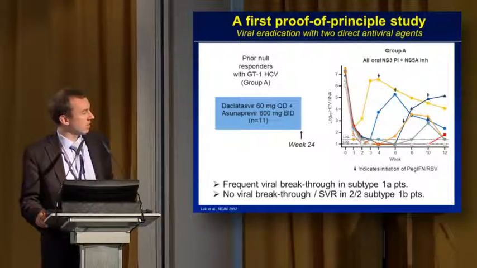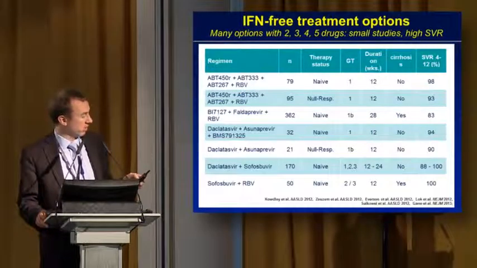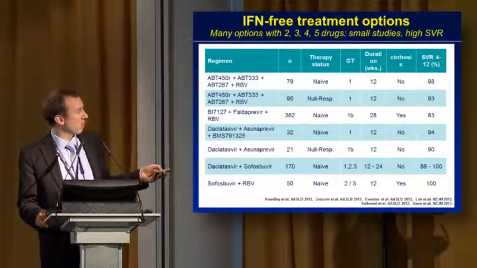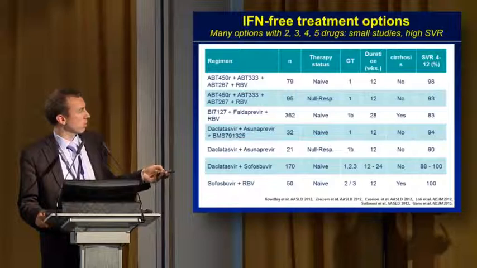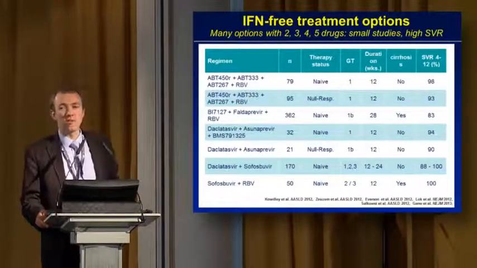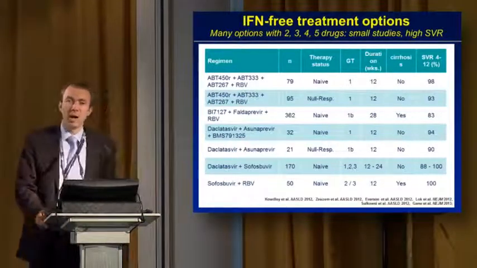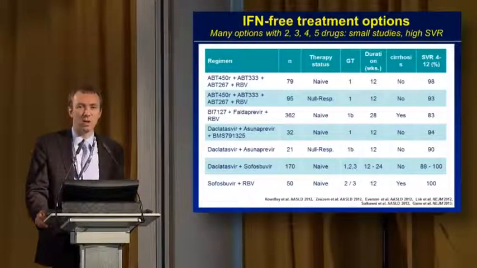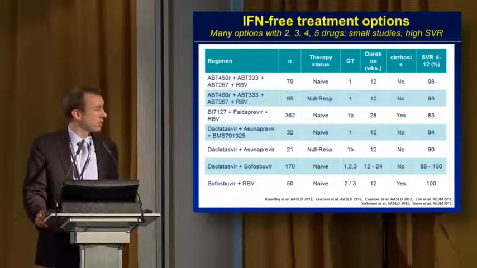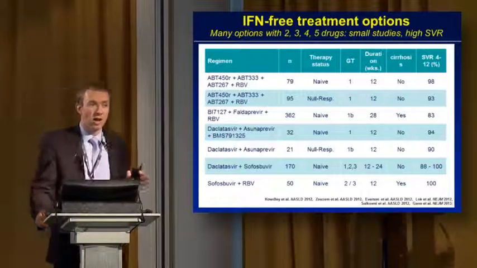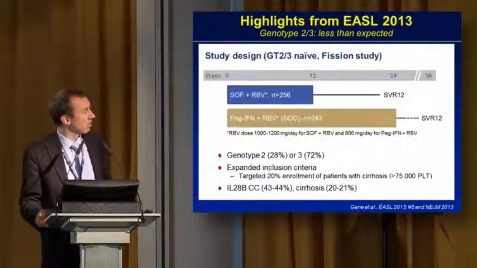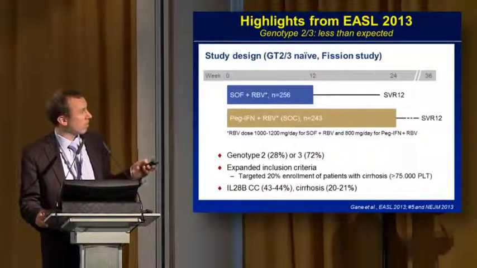Next slide, please. To repeat this success, different companies tried different combinations. For example, here, daclatasvir and asunaprevir was combined with a non-nuke, and you can see we can achieve very high sustained response rates. But all these studies typically enroll easy-to-treat patients, and of course we want to know how effective these drugs are in the more difficult-to-treat patients. And you can see that difficult-to-treat patients are being redefined. We have learned that cirrhotic patients are difficult to treat, but next slide, you can see that also genotype 3 patients are difficult to treat.